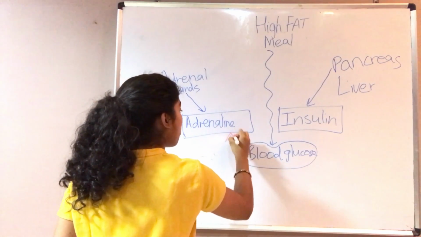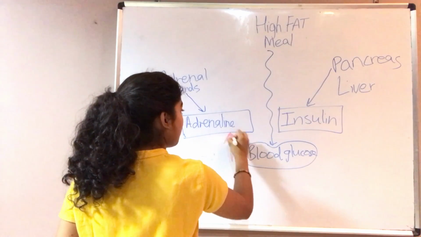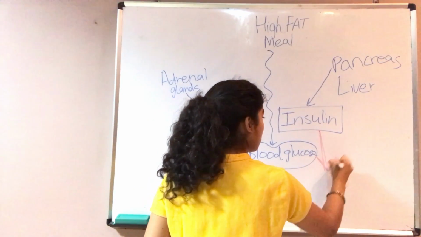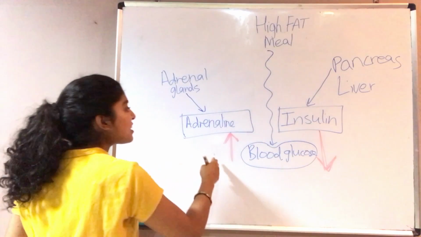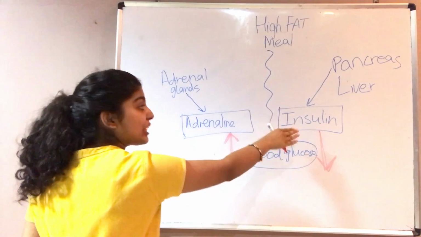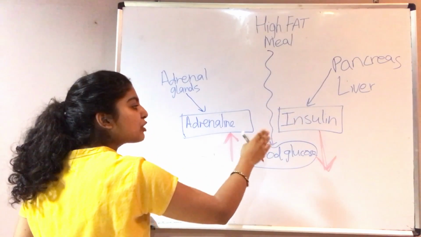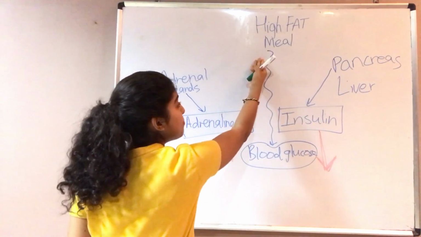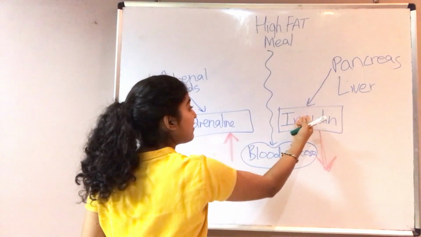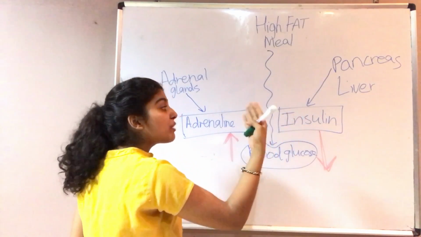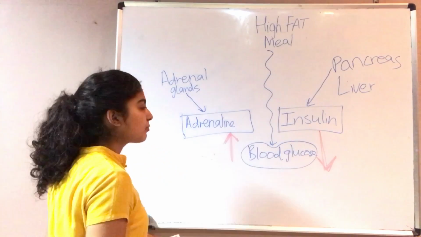Adrenaline is responsible for increasing the blood sugar levels, and insulin is responsible for decreasing the blood glucose levels. This means adrenaline keeps the glucose in the blood, and insulin is responsible for moving the glucose in the blood into the cell. So when you eat a high-fat meal, the pancreas releases insulin, and this insulin mixes in the bloodstream with adrenaline, and your body starts to associate insulin with adrenaline.